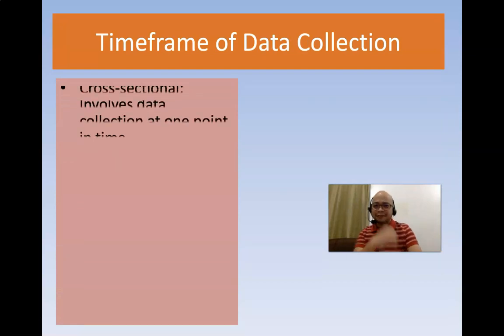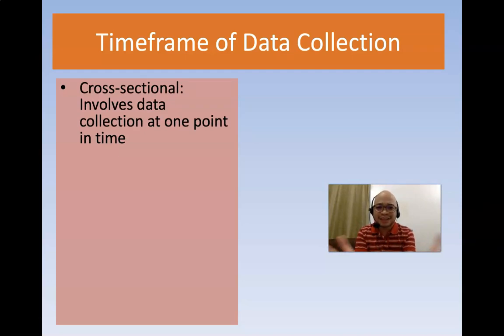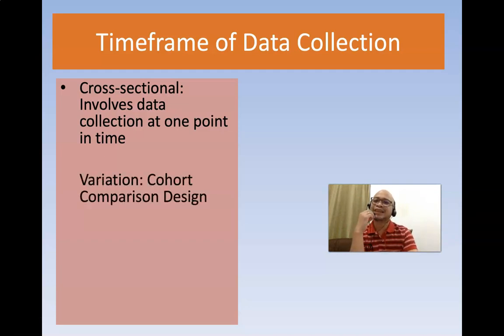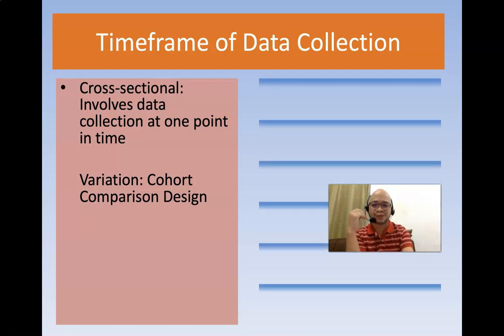Okay, when it comes to the time frame of data collection, we can have several methods of data collection considering the time frame. So when you say cross-sectional study, it involves only data collection at one point in time, meaning you will be collecting all of the information at one point only. So that's what you call a cross-sectional study. Okay? So there is a variation of that. That is the cohort comparison design. So when you say cohort, cohort refers to a specific group of population that would have a common description.